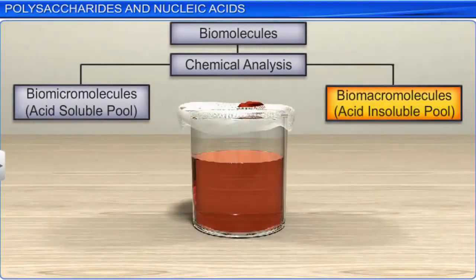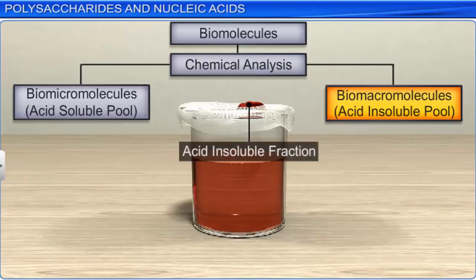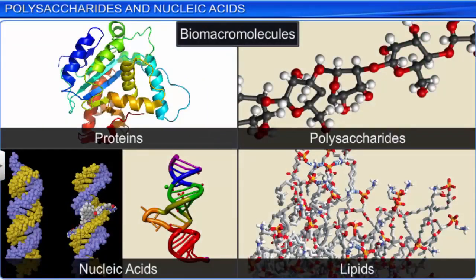biomacromolecules are compounds found in the acid-insoluble fraction. They have molecular weights in the range of 10,000 daltons and above. Biomacromolecules, or compounds which come from the insoluble fraction, are proteins, polysaccharides, and nucleic acids. Interestingly, lipids, which are biomicromolecules, are also found in this fraction.